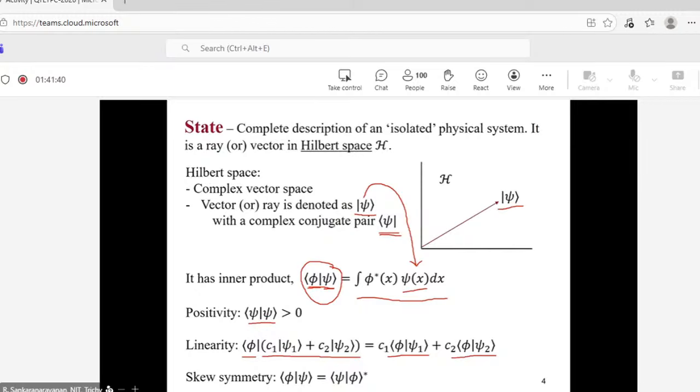We also have a property called skew symmetry, which means the inner product of phi and psi is equal to the complex conjugate of the inner product of psi and phi.